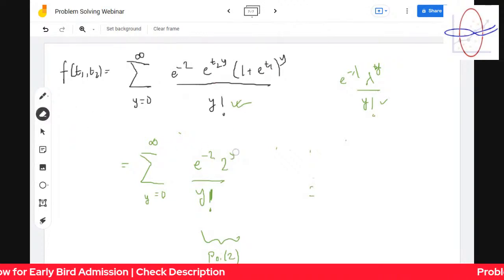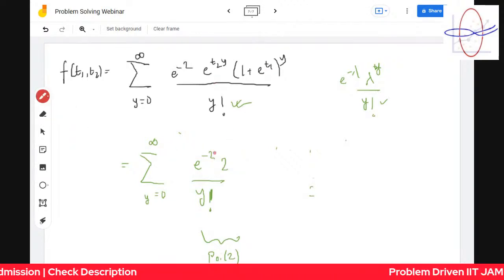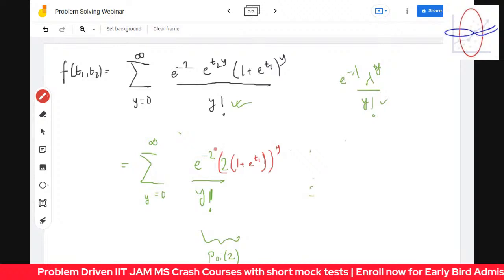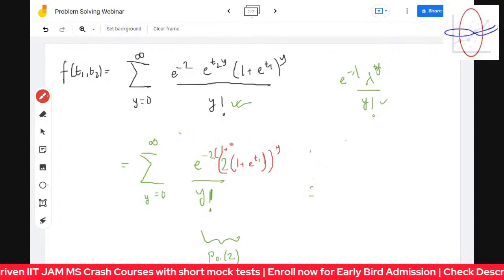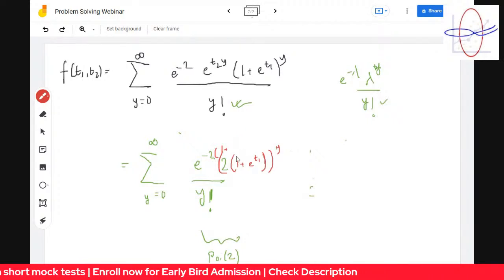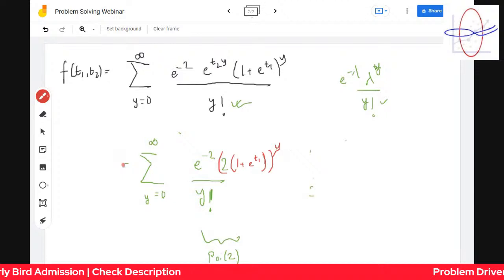So what she's suggesting is that we have this part extra, so why don't we include it in here: 1 plus e to the power t1, whole to the power y. So what extra change do we have to make? We have to make a change over here, 2 into 1 plus this. So what do we have to add extra? We have to add this extra out of this here.